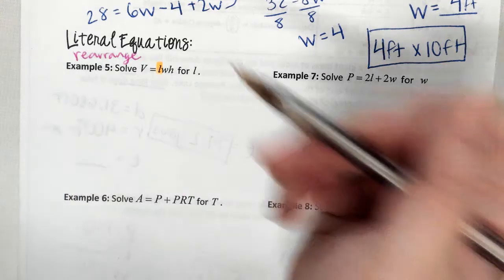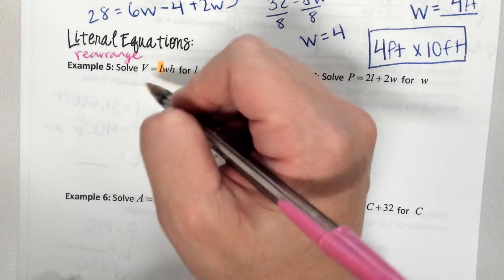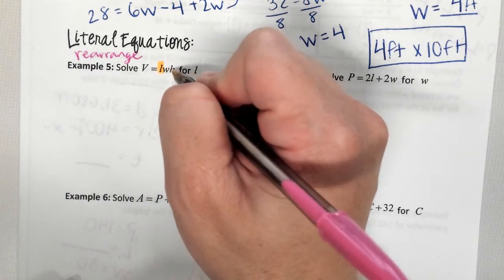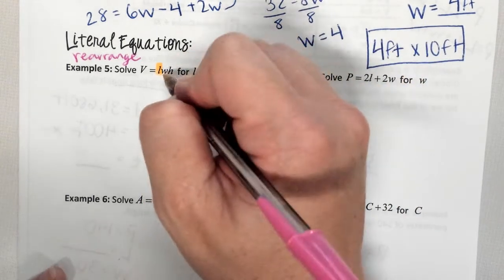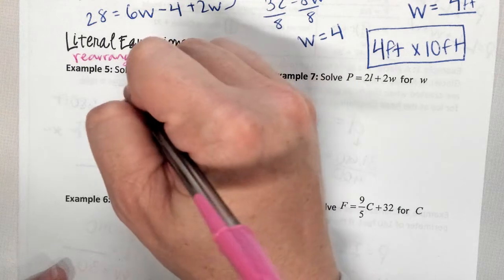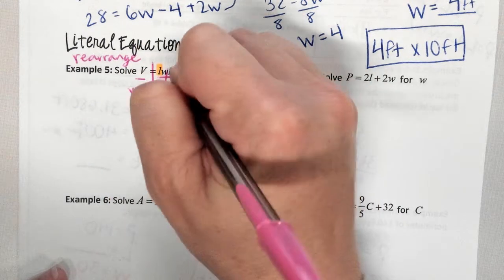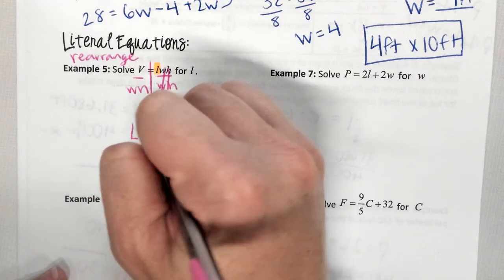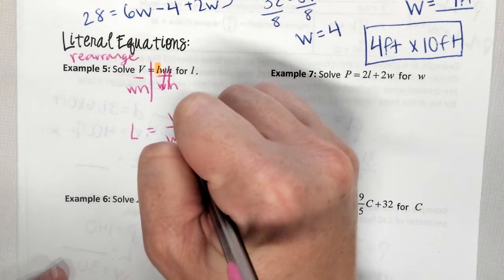Knowing that, I need to get rid of WH. Well, this is volume equals length times width times height. How do I get rid of multiplication? We divide. So I'm going to divide both sides by WH. And the WH's cancel, and I get L equals V over WH.